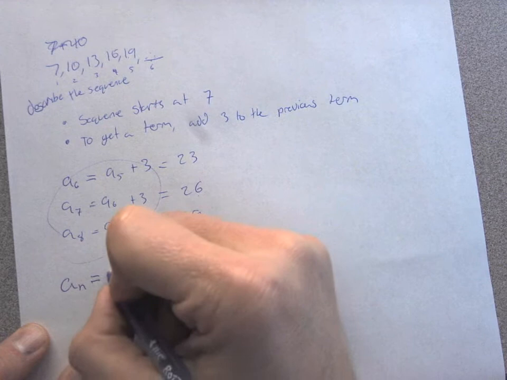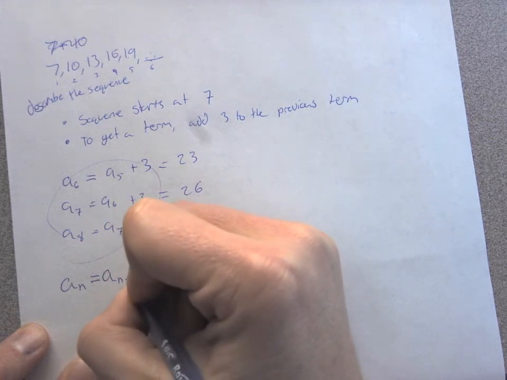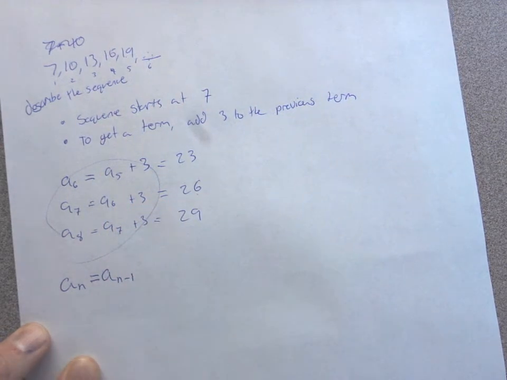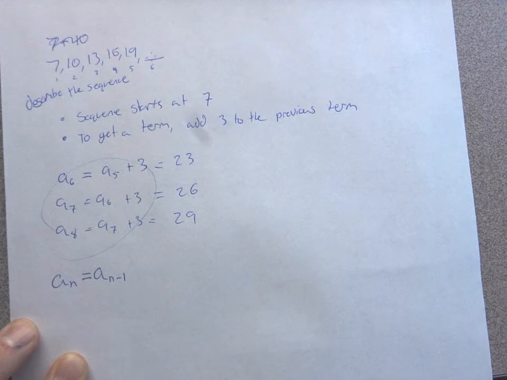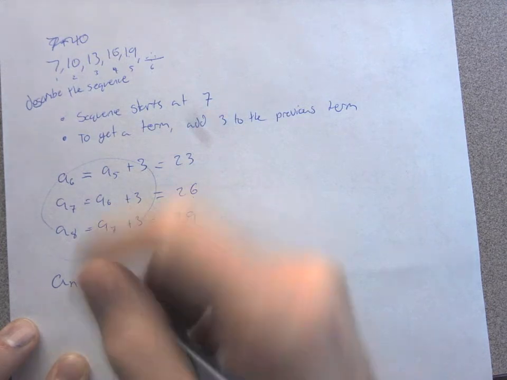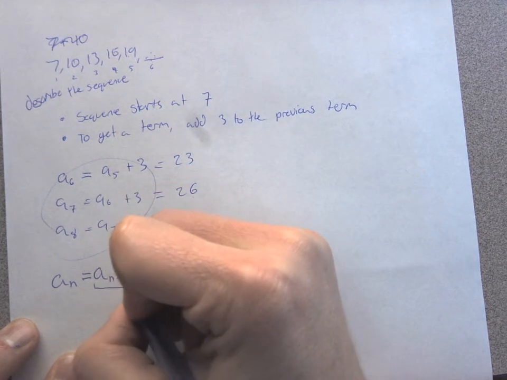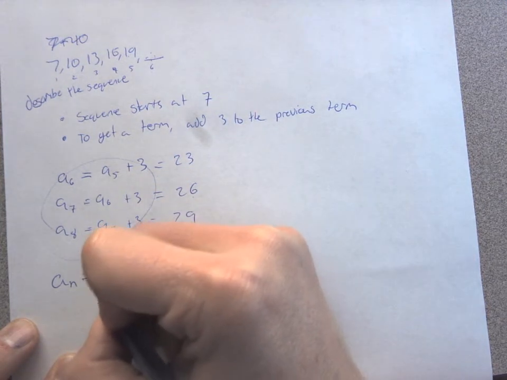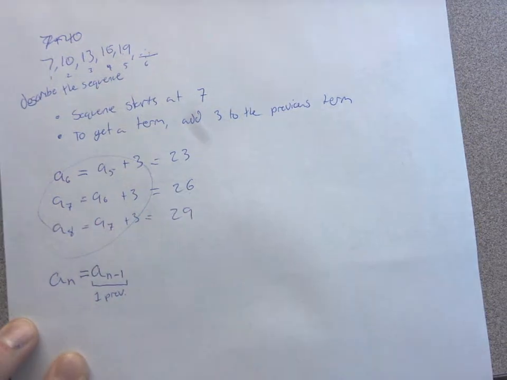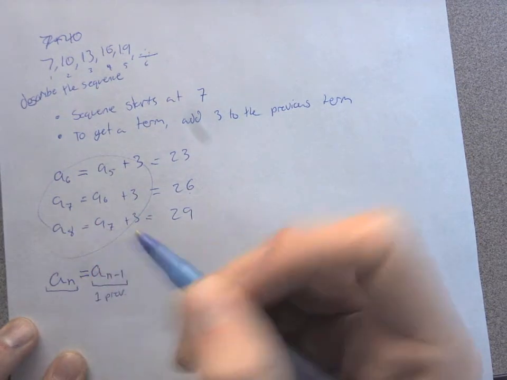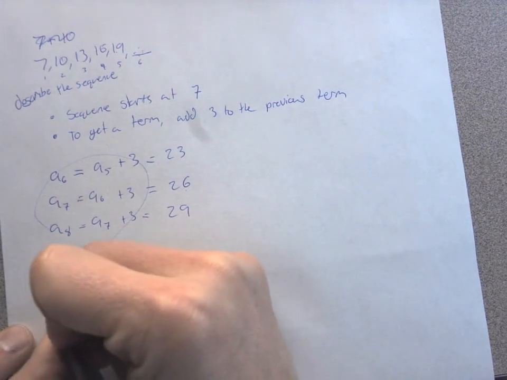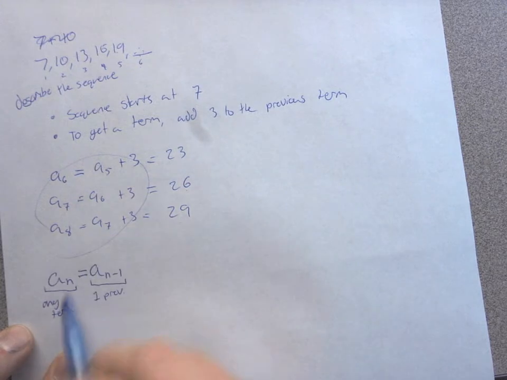So how we represent that is like this. We put an A with an n minus 1. Now in our explicit formula, we have n minus 1 as part of it, but we don't have A of n minus 1. So this here is really just a label that means 1 previous. It's just the term that's right before this one. So this is any term we want. This would be the one before it.